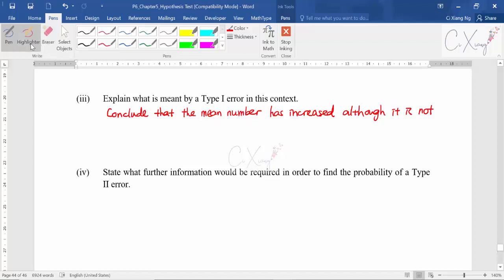State what further information will be required in order to find the probability of the type 2 error. I think I told you a lot of times already: when you want to calculate the type 2 error, the question will give you extra new information, which is the value of p, or the value of lambda in our case.